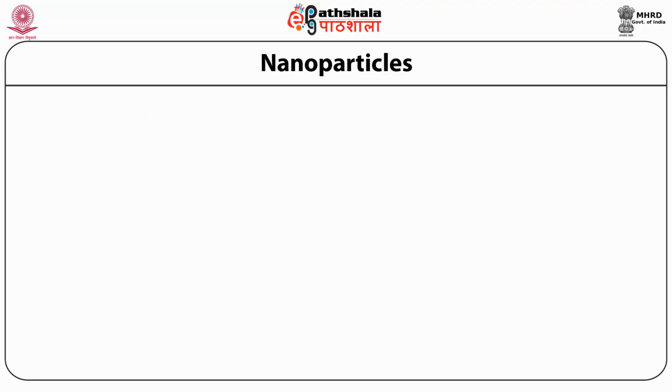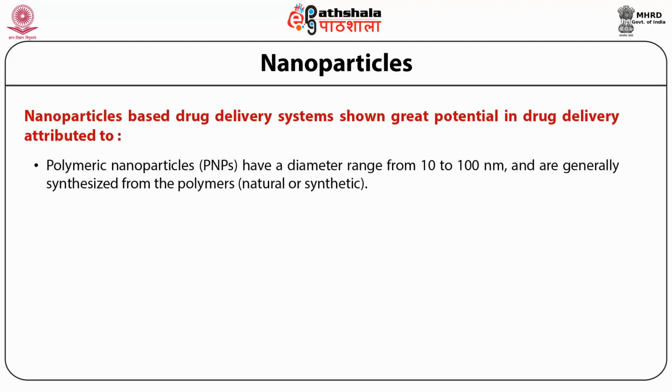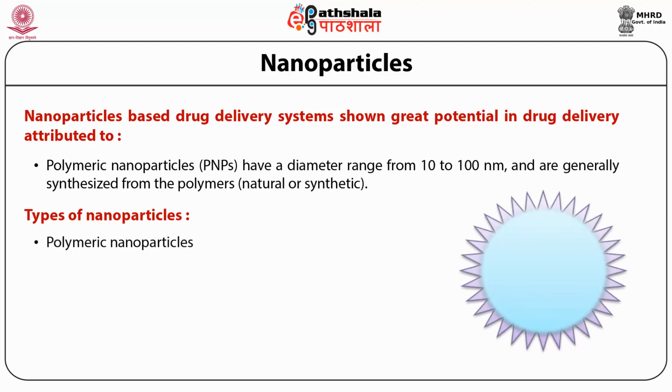The next is nanoparticles. Nanoparticles are colloidal particulate systems having a size range in the nanometers, ranging from 0.1 nanometer to 100 nanometers, and more specifically 10 nanometers to 100 nanometers. There are different variants of nanoparticles, that include polymeric nanoparticles. Polymeric nanoparticles are made up of polymers that could be of natural or synthetic origins.